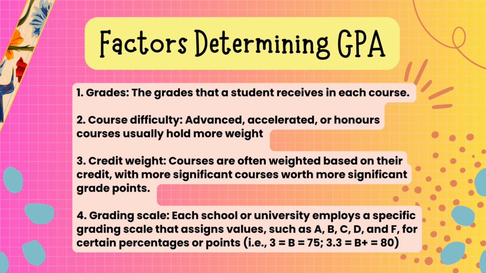Like for example, the ABCD or percentage when converting to GPA is kind of different. Generally, GPA serves well as a common label where, for example, 3 equals a B and 75%, whereas a 3.3 is a B plus or 80%.